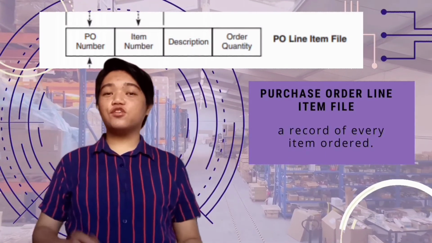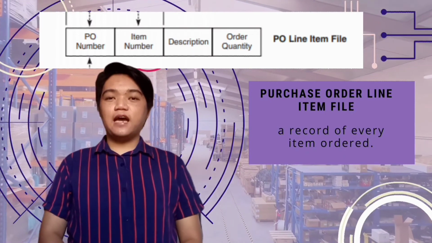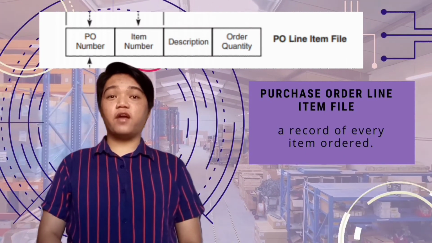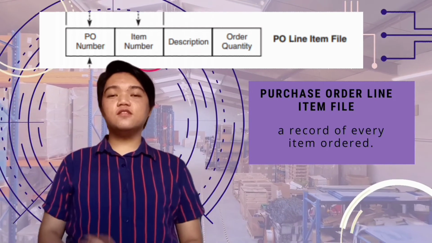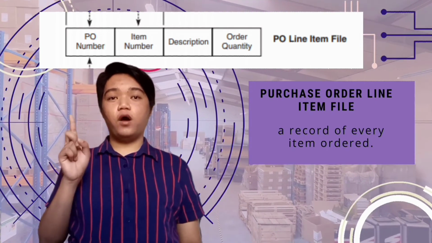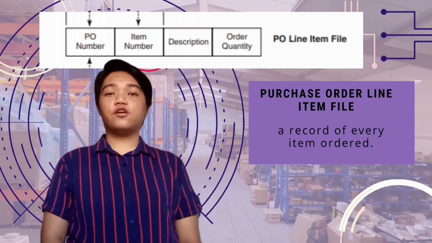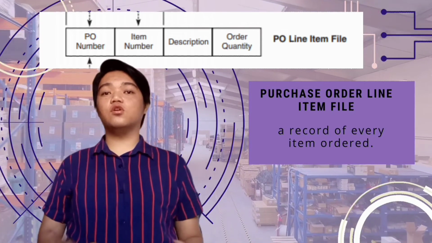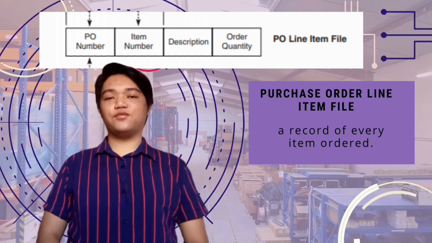Next is the purchase order line item file. The line item file contains a record of every item ordered. Since a single transaction can involve one or more products, each record in the purchase order file is associated with one or more records in this file.